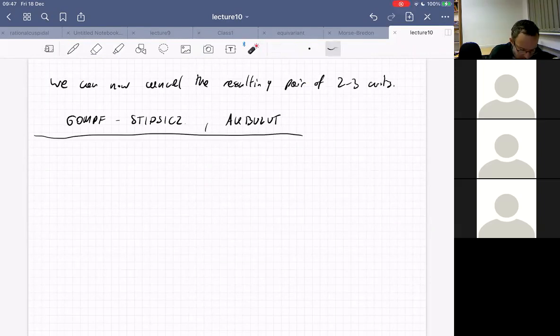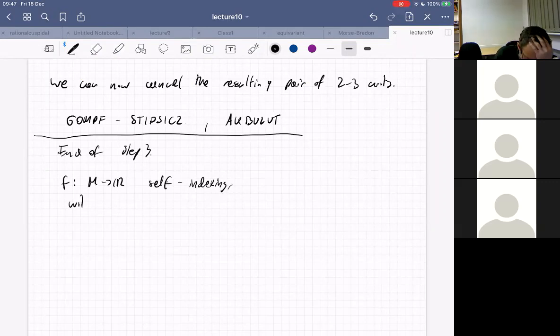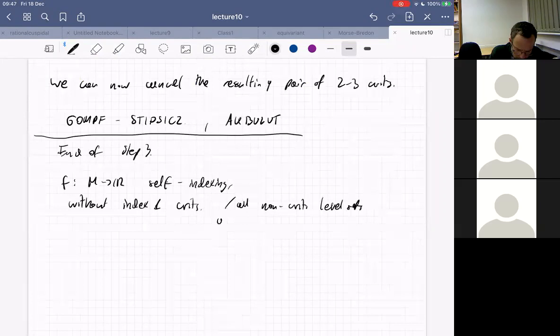So this is the end of step three. Where we are, let me recall: we have a function f from M to R, self-indexing, without index 1 critical points. So all non-critical level sets are simply connected.